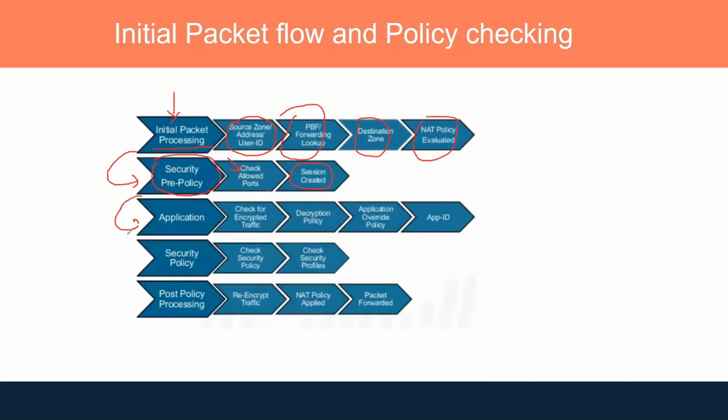And then it goes for application checking, where if the traffic is encrypted, it applies the decryption policy. And if it is not able to identify the application, I mean, if a custom application is created for any particular type of port or protocol, it is going to check the application override policy. If an application override policy is not created, then it is going to check the application ID. So are you aware of this feature, the app ID feature?